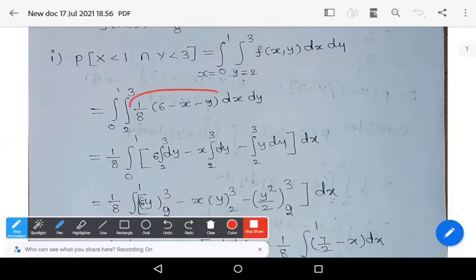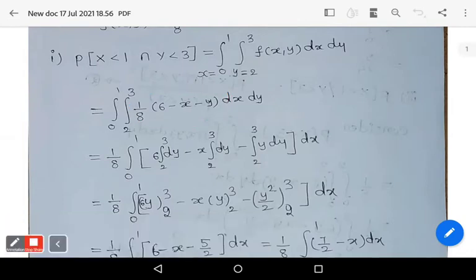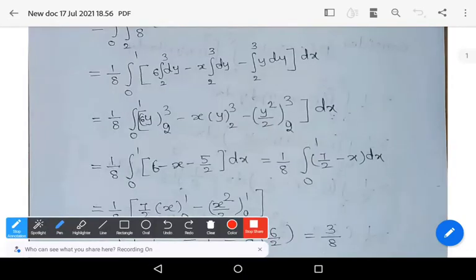Substitute f(x, y) = 1/8 (6 - x - y) dx dy. First we integrate along y. So 1/8 is constant, integral of 6 dy minus x dy minus integral y dy, into dx. The integral of dy is y, and the integral of y is y square by 2. Substitute the limits everywhere. So you get 6 - x - 5/2 dx. 6 - 5/2, you get 7/2 - x dx.